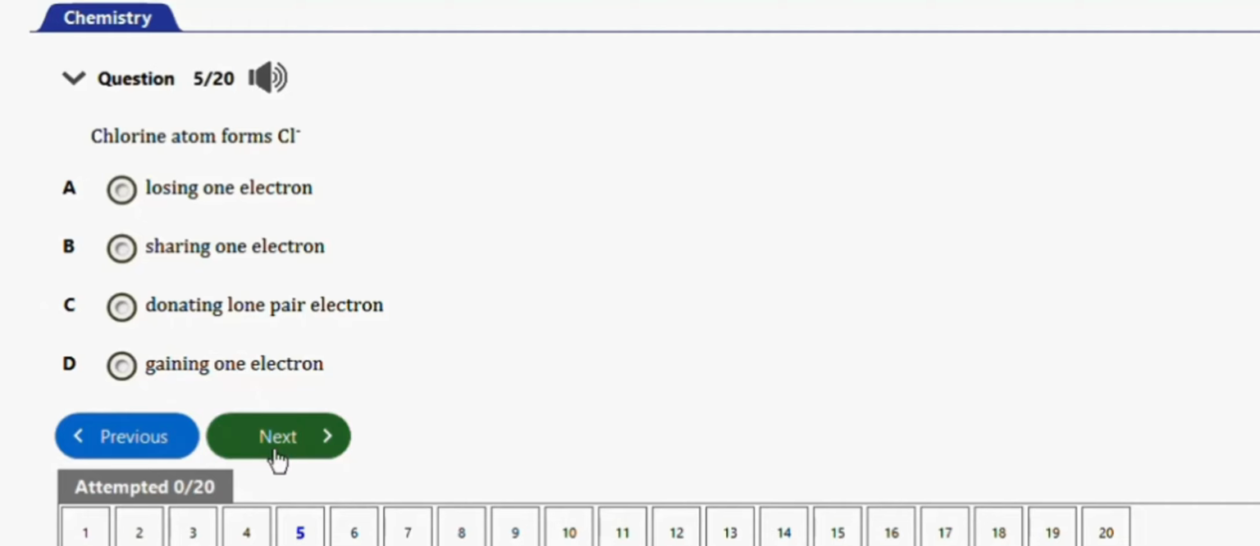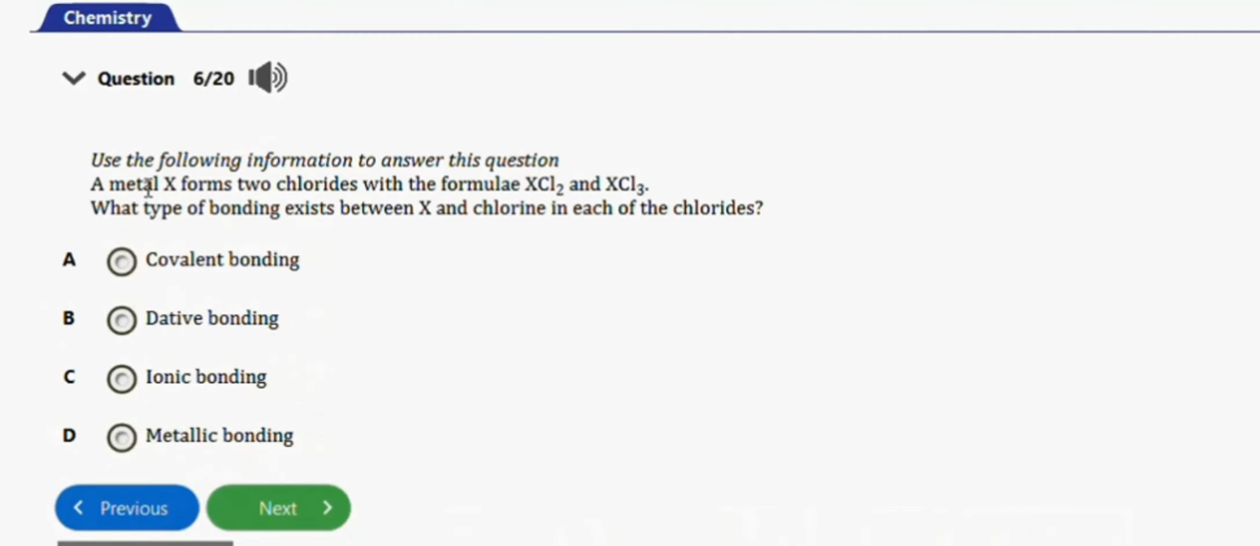The next question will be this one. It says use the following information to answer the question. A metal X forms 2 chlorides with the formula this and this. What type of bonding exists between X and chlorine in each of the chlorides? So the type of bonding that will exist will be ionic bonding. Okay, so that will be the answer to this question. So it's as simple as this.